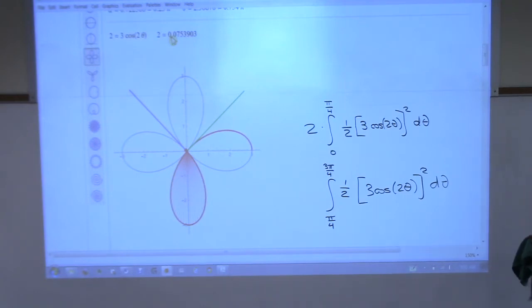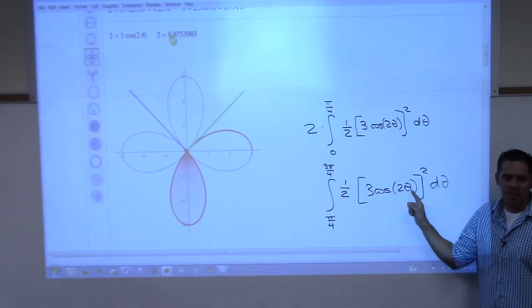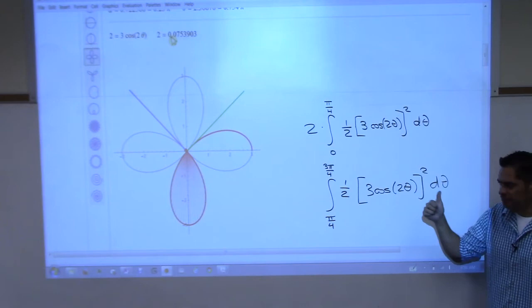Okay, we good? Could you integrate this? Yeah. Do I need to do it? I don't think I need to do it. You square this, right? Since you're going to have cosine squared, half angle, and then you work through it. Okay, we're done.